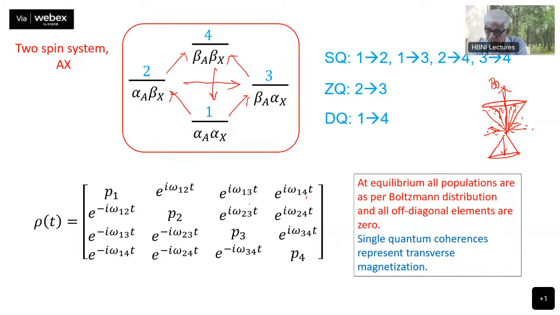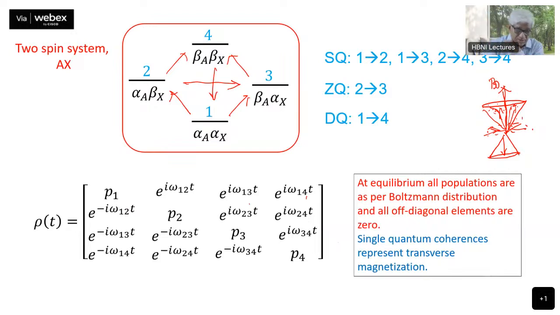This is the case of the single quantum. Single quantum is easy to understand this way because these are transitions. These we can measure. The magnetization components are there. So at equilibrium, I don't have anything in the transverse plane. What does that mean? There is no phase coherence between the spins. Therefore, all the off-diagonal elements will be 0 at equilibrium. Single quantum coherences represent transverse magnetizations. So this is clear. This is a crucial factor to understand.